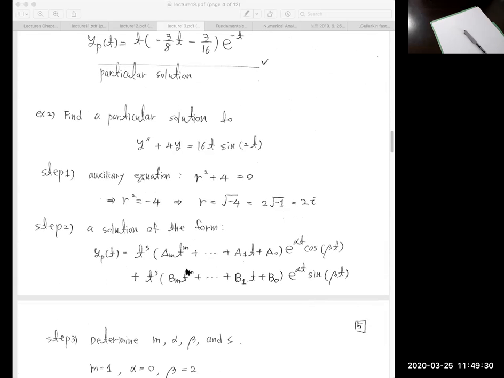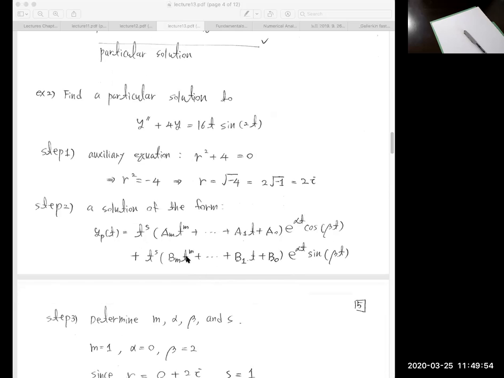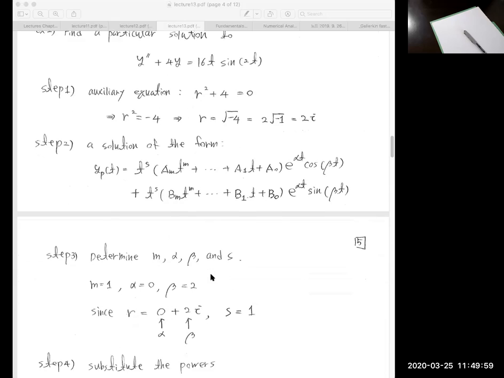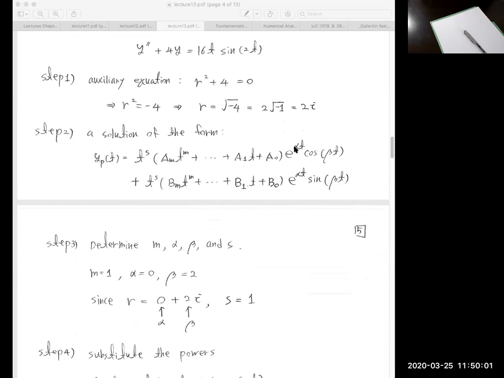Now similarly, in the second example, we do the same thing. First, look at the type of the source function. Then we figure out the form of the solution, and determine S, M, alpha, beta, and find the roots of the characteristic equation. Then we compare alpha plus i beta with the root of the characteristic equation.